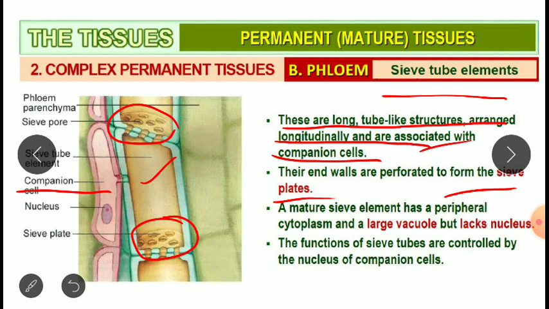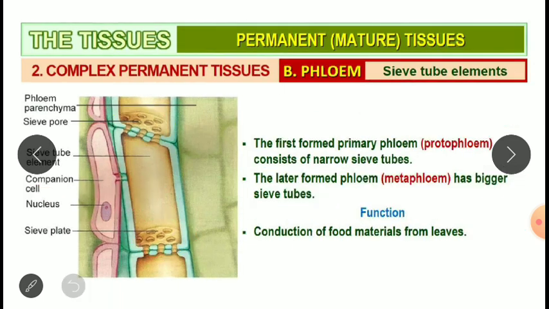The function of the sieve tube is usually controlled by the nucleus of the companion cell, and hence they are found in close association with the companion cell, because this companion cell only is going to be controlling all the activities of the sieve tubes.